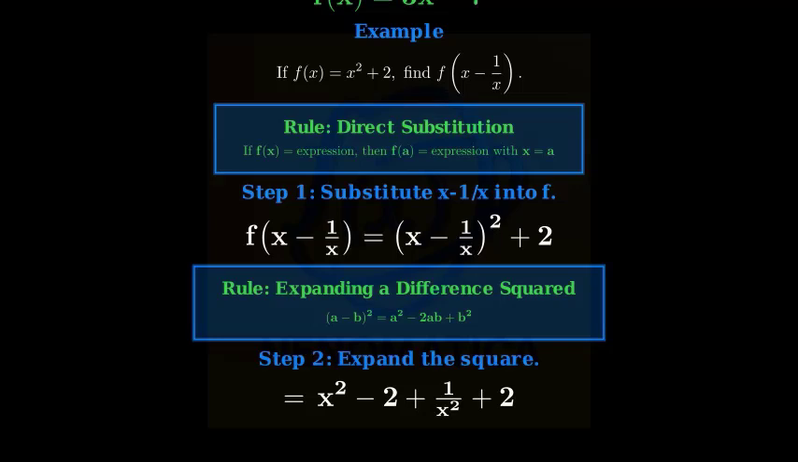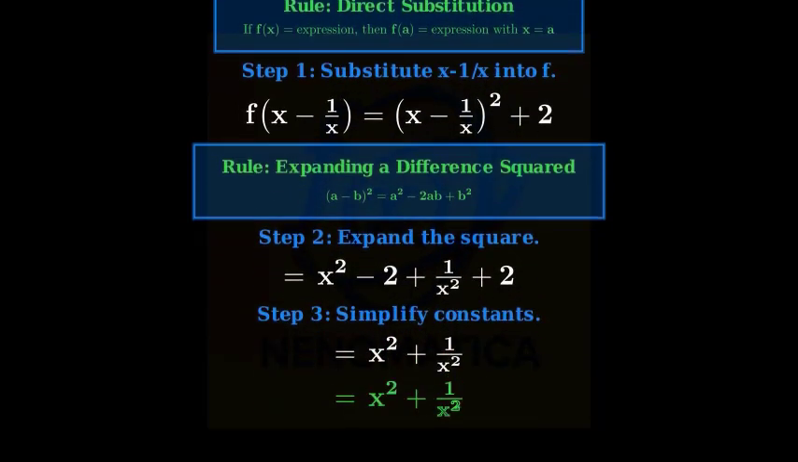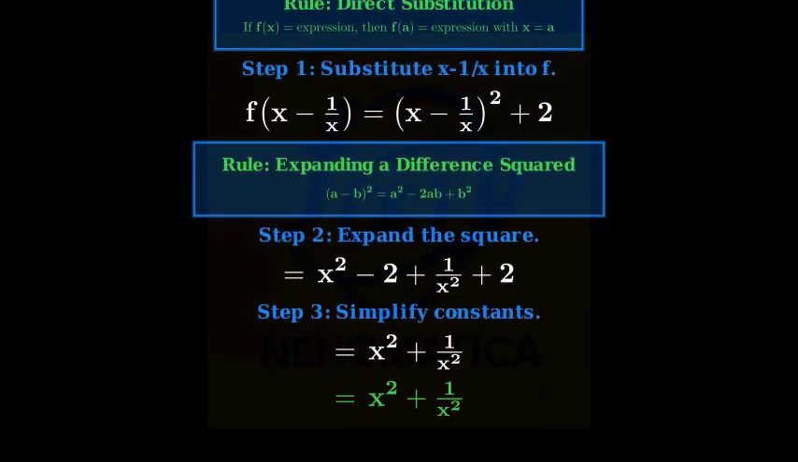When we square x minus 1 over x, we get x squared minus 2 times x times 1 over x plus 1 over x squared. This simplifies to x squared minus 2 plus 1 over x squared. Then we add 2 as required by our function. Step 3. Finally, we simplify by combining like terms. Negative 2 plus 2 equals 0, so these terms cancel out. Our final result is x squared plus 1 over x squared.